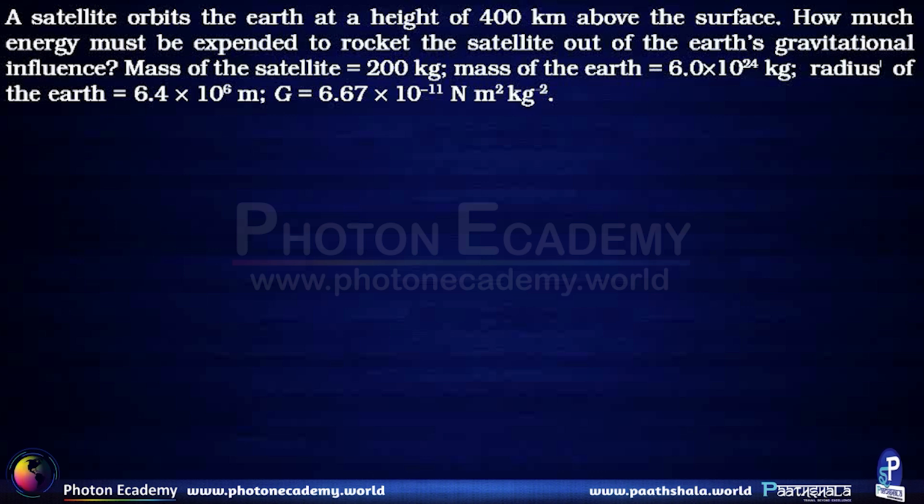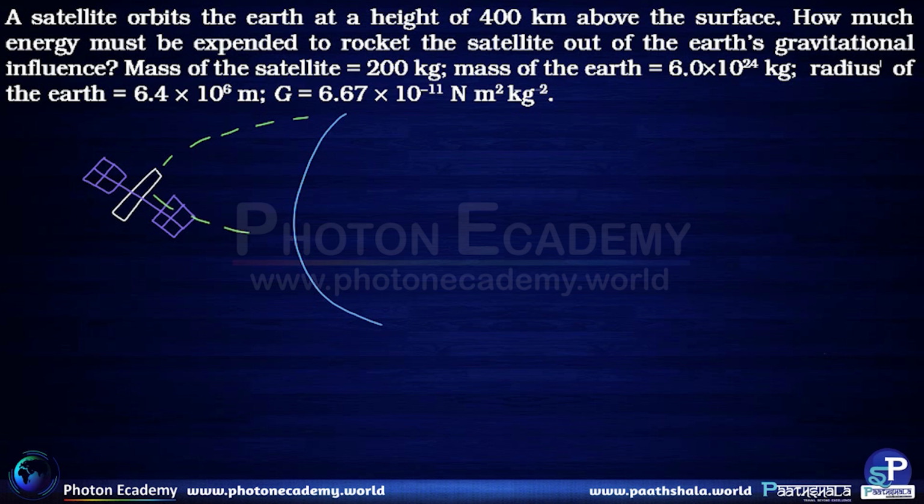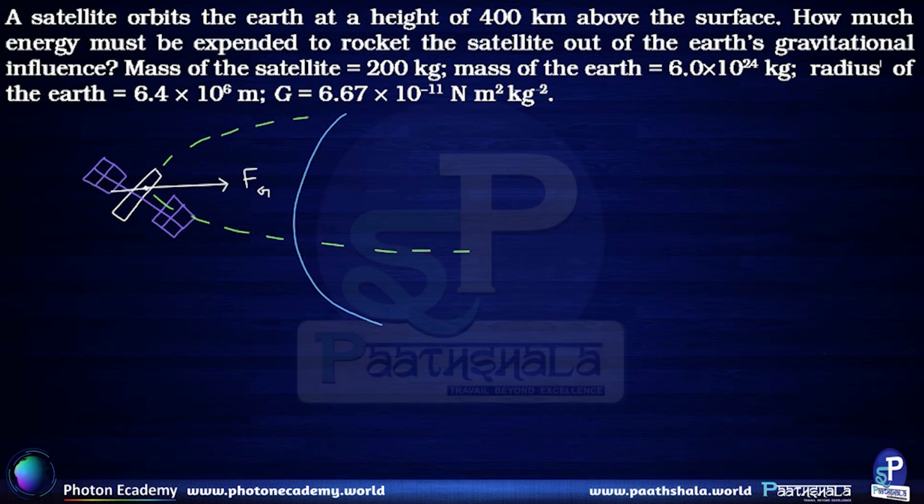So let's say this is the Earth and there is a satellite which is revolving around the Earth. And this is the orbit the satellite takes to revolve around the Earth. The forces acting on the satellite are only two forces: the gravitational force, which acts towards the center of the Earth, and the centrifugal force, which is acting opposite to the gravitational force. And this is a circular motion, so Fg should be equal to Fc.